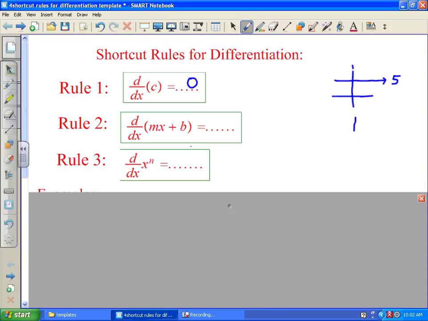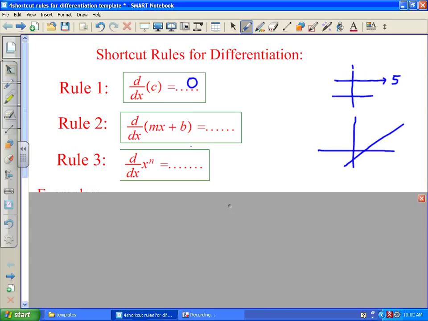Say that you have the derivative of mx plus b, which is a line, right? mx plus b represents a line where m is the slope of the line, right? So what do you think is the derivative of a line, a slanted line? Any thoughts? I heard a good suggestion already. Any other suggestions?